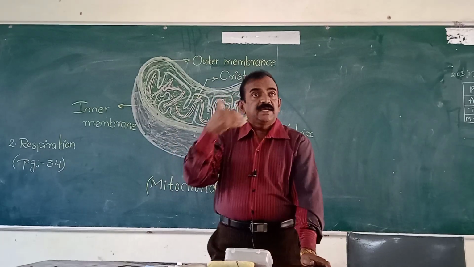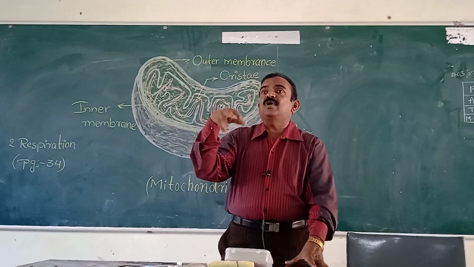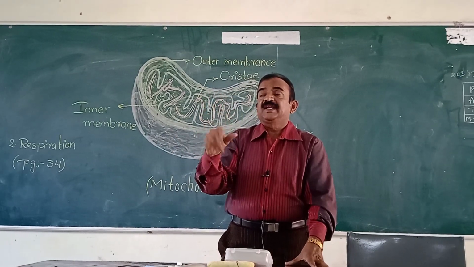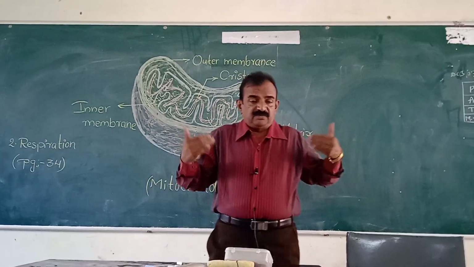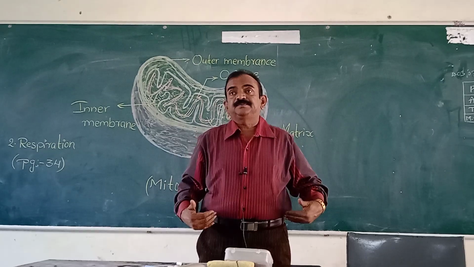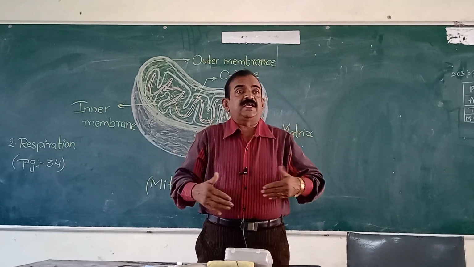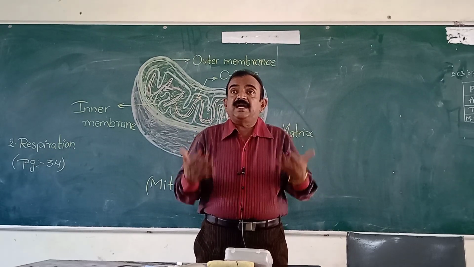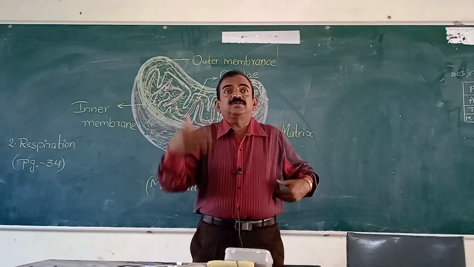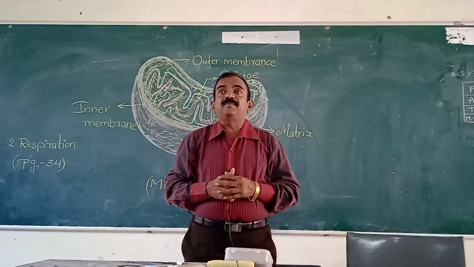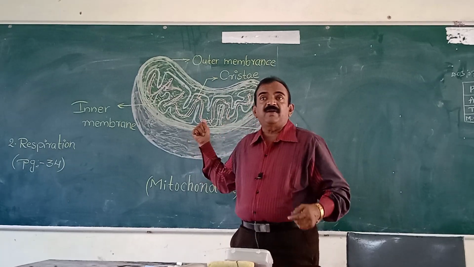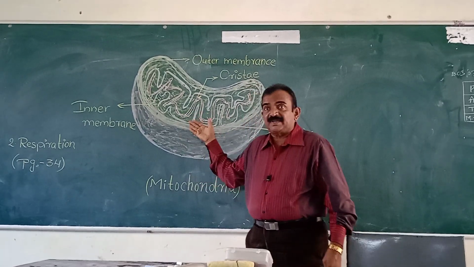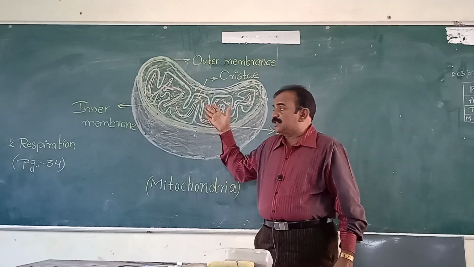In the same way, in our body also, ATP molecules are present. And they are stored in mitochondria. And they give us energy. Suppose if you want to stand here, I need energy. Suppose if I want to speak, I need energy. Suppose if you want to sit on your bench, you need what? Energy. So that energy is provided by what? ATP. ATP molecules are stored in the mitochondria.